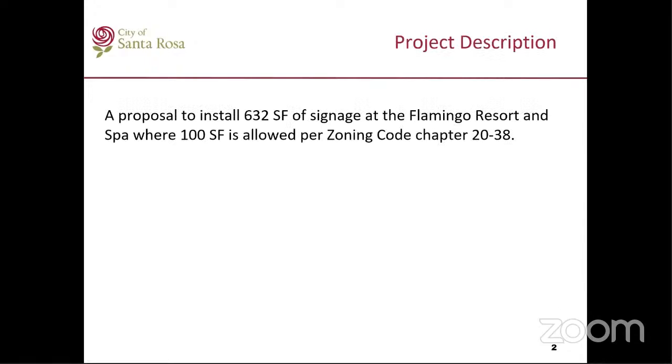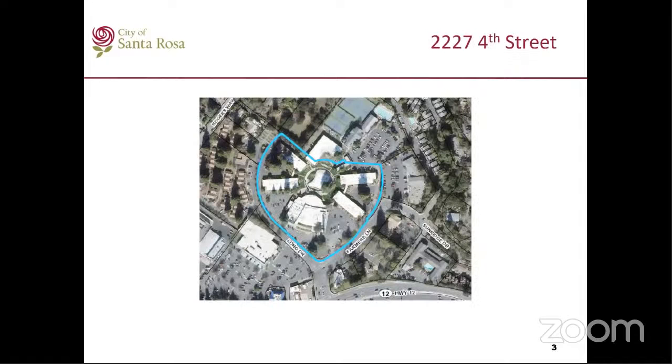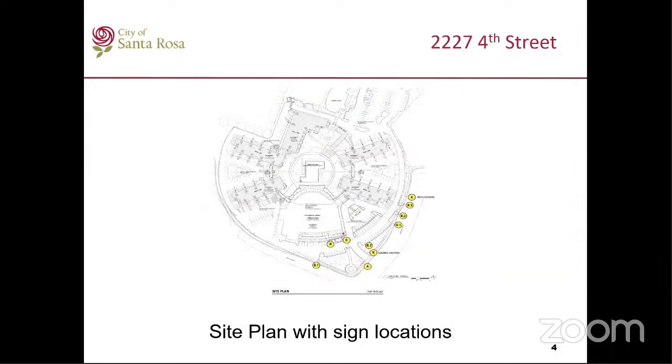All right, so the proposal is to install an additional 632 square feet of signage at the Flamingo Resort and Spa, where 100 square feet is allowed per zoning code chapter 20-38. Here is a site plan of the project site, and I have a second site plan here of the sign locations. There are a few that will be relocated as a result of some new construction and different signs that are going to be implemented at the project site.